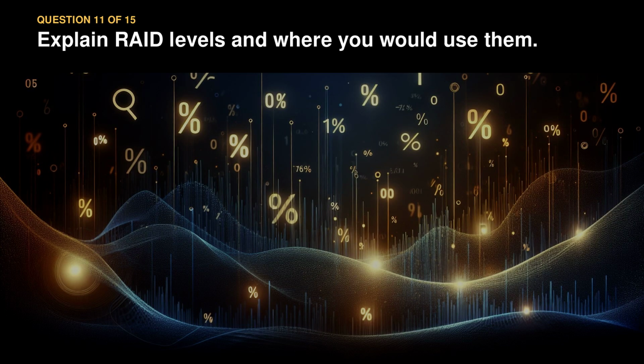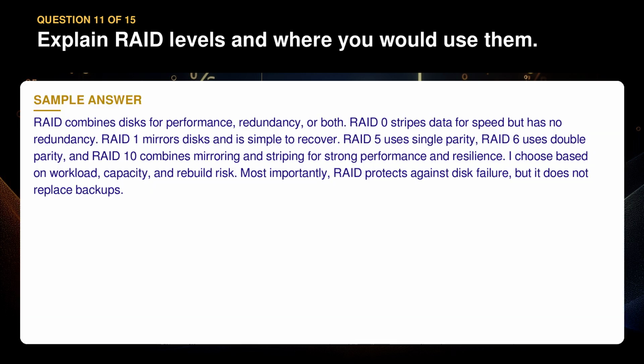Question 11. Explain RAID levels and where you would use them. RAID combines disks for performance, redundancy, or both. RAID 0 stripes data for speed, but has no redundancy. RAID 1 mirrors disks and is simple to recover. RAID 5 uses single parity, RAID 6 uses double parity, and RAID 10 combines mirroring and striping for strong performance and resilience. I choose based on workload, capacity, and rebuild risk. Most importantly, RAID protects against disk failure, but it does not replace backups.